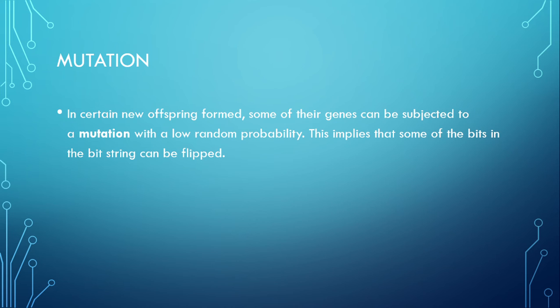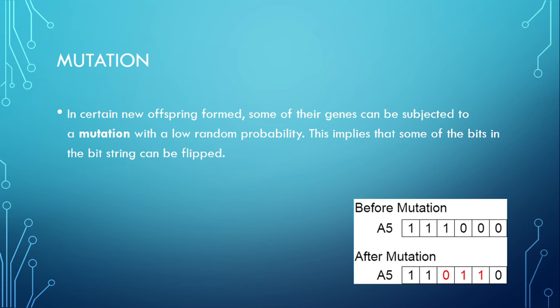In certain new offspring formed, some of the genes can be subjected to a mutation with a low random probability. This implies that some of the bits in the bit string can be flipped. So there could be some different change which is unexpected. Not always, but it could be. Before mutation, it was like the thing which we wanted in A5, and after mutation there's a little bit of a shift. You can see that in A5 after mutation, the 1 1 moved between two zeros. So it's 1 1 0 1 1 0. So this is a mutation, which is a change.